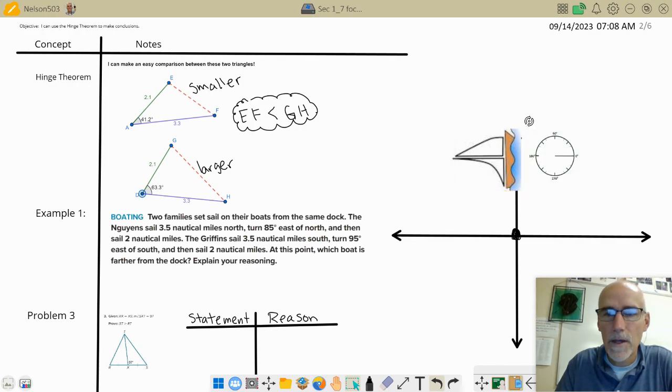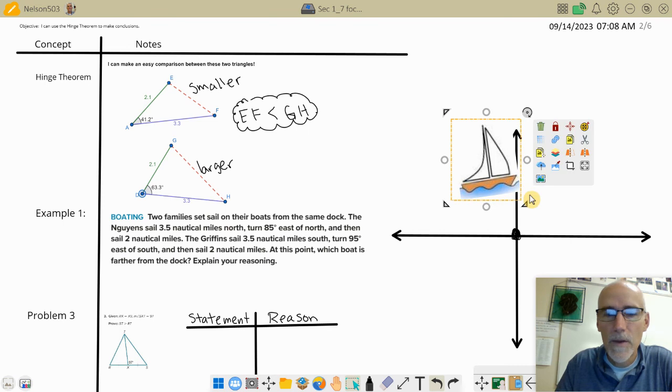So let's think about that for a second. 85 degrees east of north. Okay, so I'm going to try to make it look like I'm going 85. Well, 90 degrees would be like due east, right? So I'm going to go just a tiny bit less. I'm going to say that's 85 degrees. Now the boat goes 2 miles.